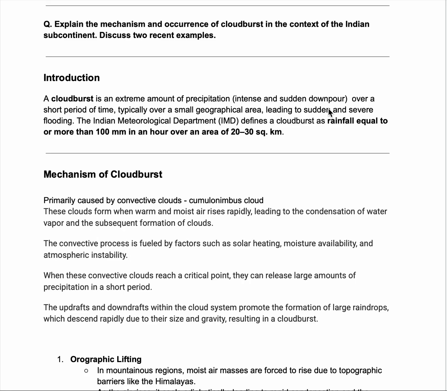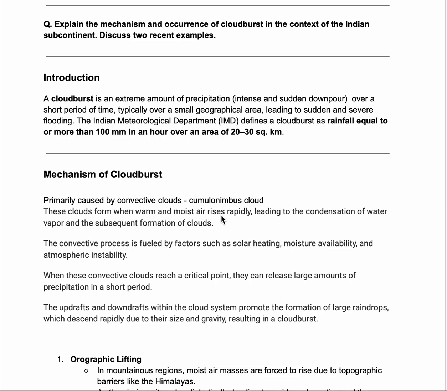Let us start with the disaster management topic. We'll start with a model question and answer. This is a question from the disaster management topic itself, on cloudburst. The question is: explain the mechanism and occurrence of cloudburst in the context of the Indian subcontinent. Discuss two recent examples.